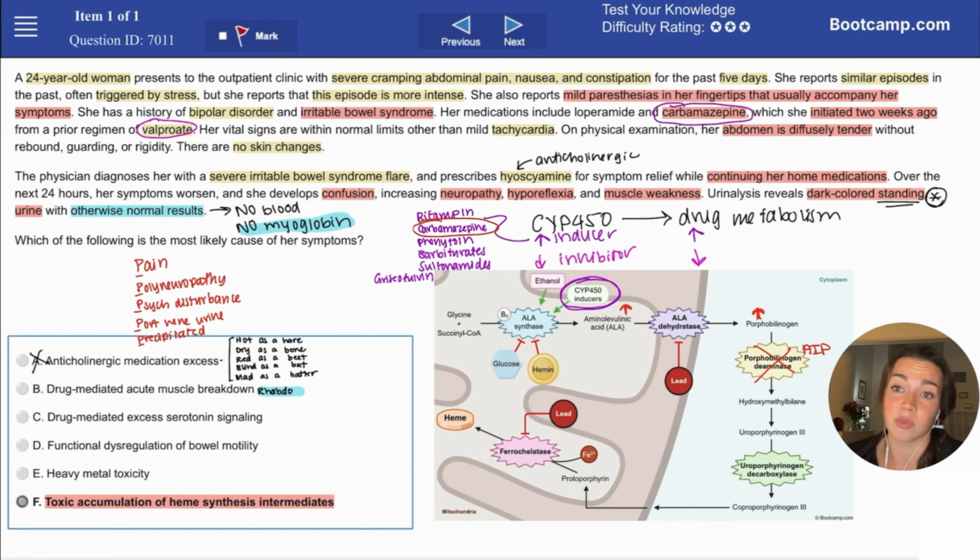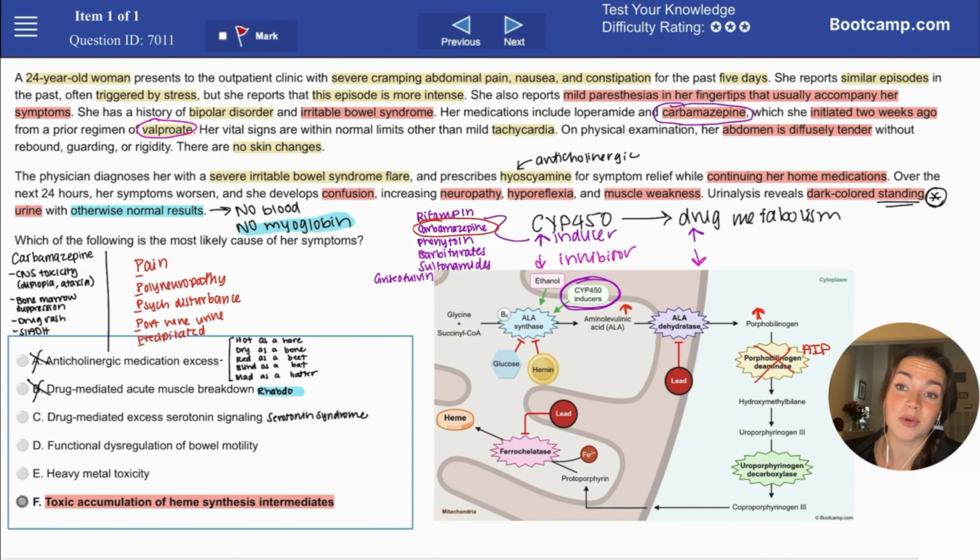Loperamide is pretty benign. It mostly just causes constipation, maybe some nausea and vomiting. And while carbamazepine can cause a lot of adverse effects, rhabdo usually isn't one of them. Carbamazepine, we're more looking at CNS toxicity, maybe things like diplopia, ataxia. We can see bone marrow suppression, so we can see an aplastic anemia or agranulocytosis. We can see a drug rash, so things like Stevens-Johnson syndrome, or occasionally we can see SIADH, syndrome of inappropriate ADH. So even if you didn't necessarily pick up on the normal UA, if you knew the side effect profiles of the medications in the stem, you knew that this probably wasn't the right answer either.